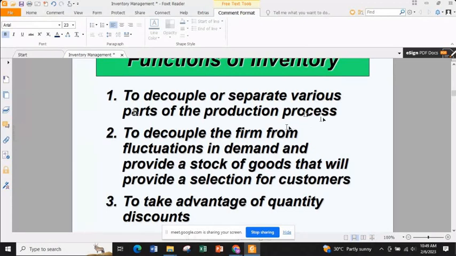So you need to tag and number all this material, and to decouple the firm from fluctuation in demand and provide a stock of goods that will provide a selection for customers. So once you identify, you can control the fluctuation. Which material needs to be ordered early, or which is not really critical. So you can control once you identify the inventory.